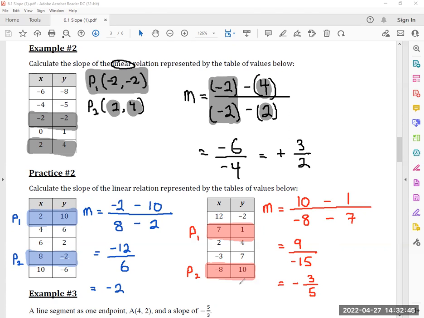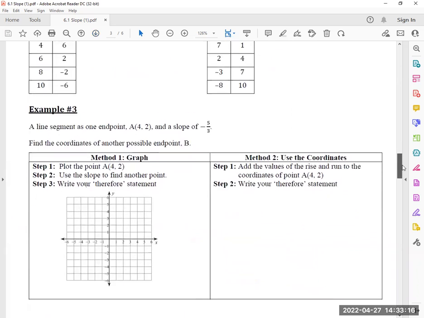On the previous page, we calculated slope when you had just some random words. In Example 2 right here, you found the slope when you were given a t-chart. In Example 3 underneath, you're going to look for the slope using a graph. Or you're going to graph it, or I guess we're going backwards. We're going to try to relate what we know using a graph.